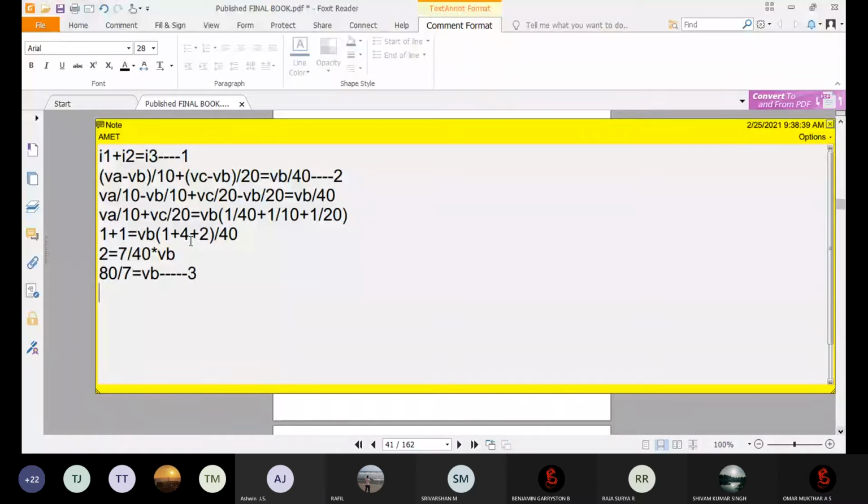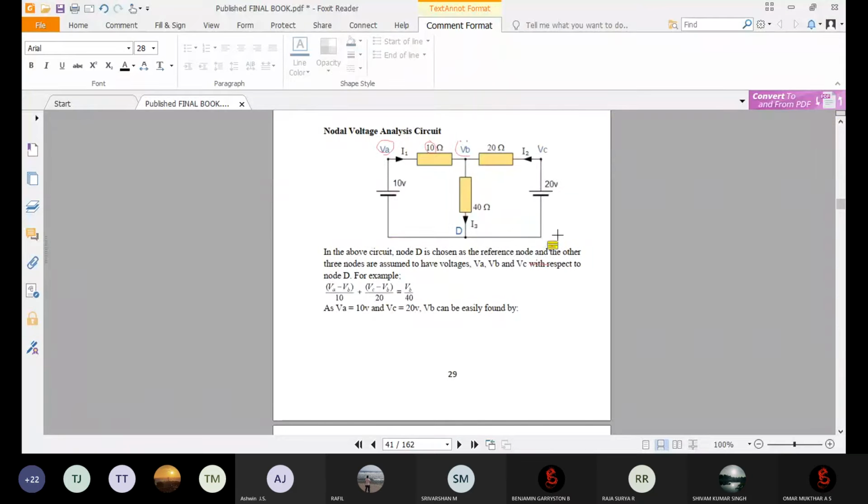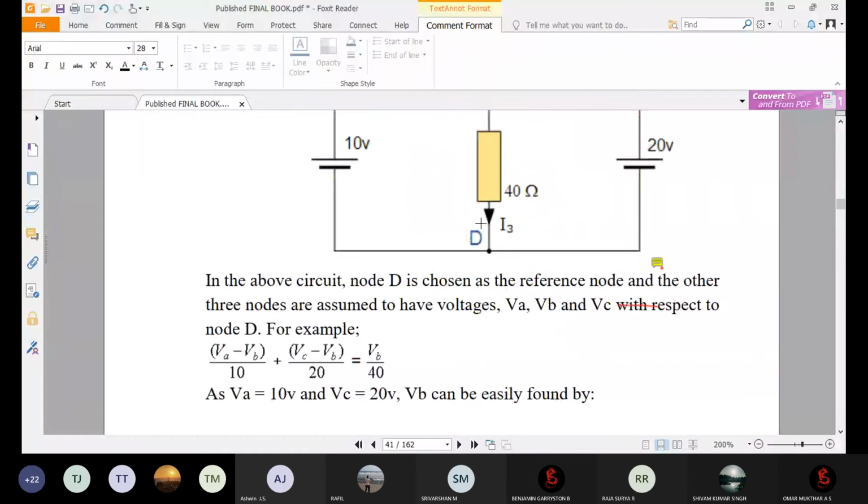Still we have only found VB, and we need to find I3. I3 is equal to VB divided by R3. R3 is 40.